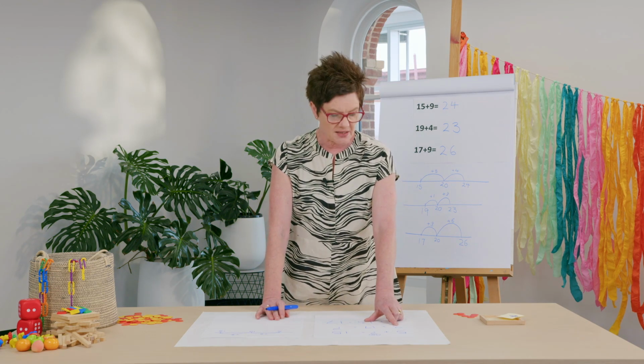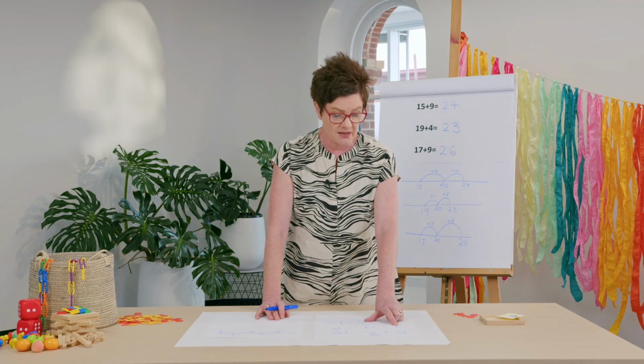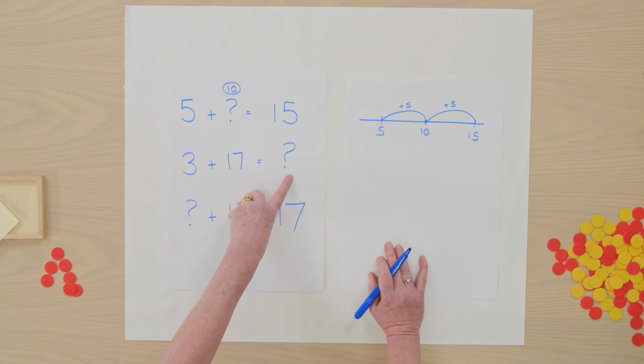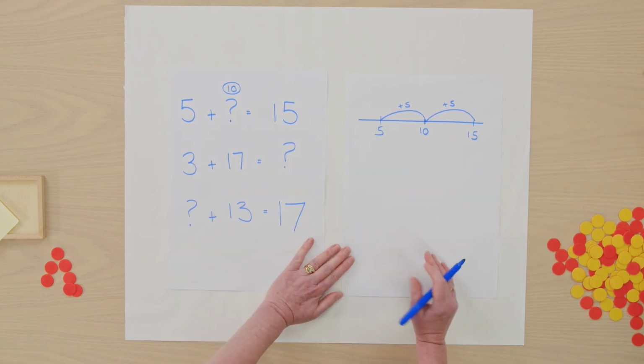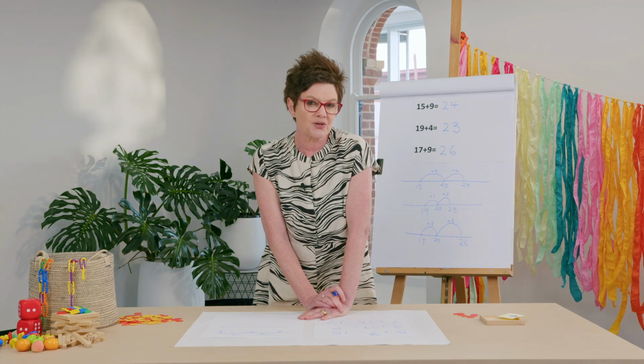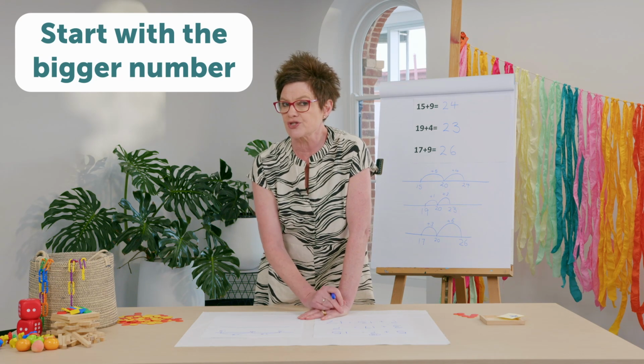This one's friendly, isn't it? Because we're often asked to do a number sentence like this. 3 add 17 equals what? The missing part. The missing part's our answer. So if I'm going to put this on a number line, I hope you remember, I'm going to start with the bigger number first. It's more efficient.